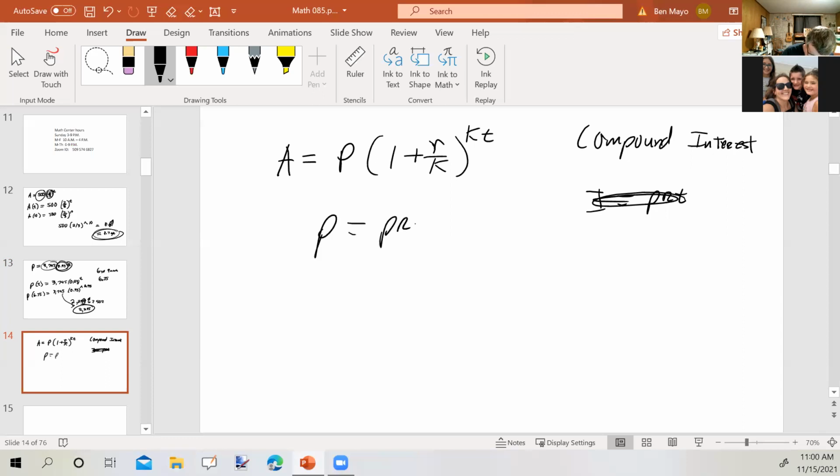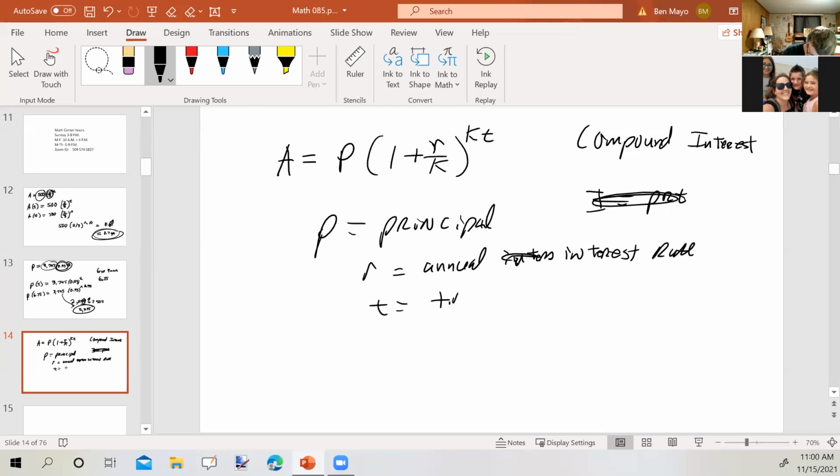P is the principal. Okay, R is the annual interest rate. T is time in years. And let's see here. Oh, A is, I'm going to say, the accumulated amount.